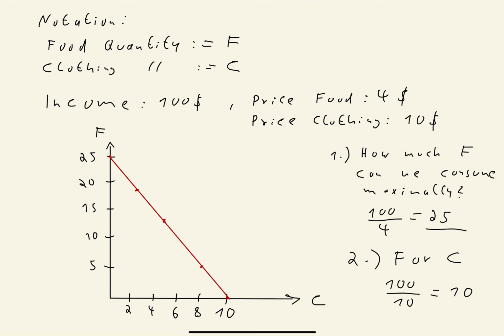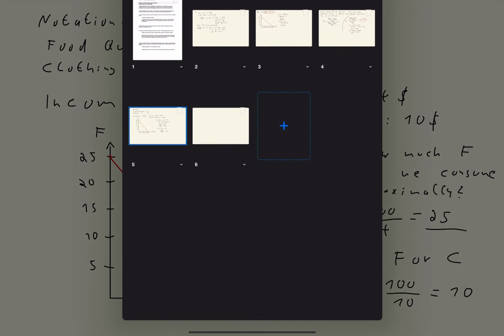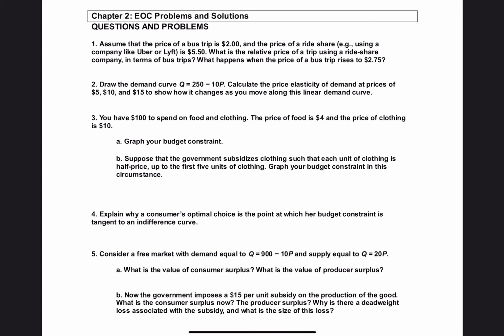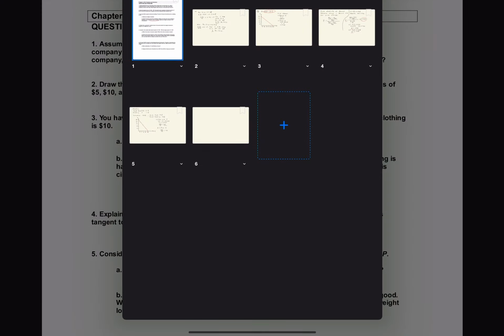This brings us to sub-exercise B. Now we have the following situation. The government is subsidizing clothing such that for the first 5 units of clothing, the price of each clothing unit is half. So it's not $10 anymore, it's $5. And now we are asked to graph our budget constraint for this new situation. And this is what we will be doing now.